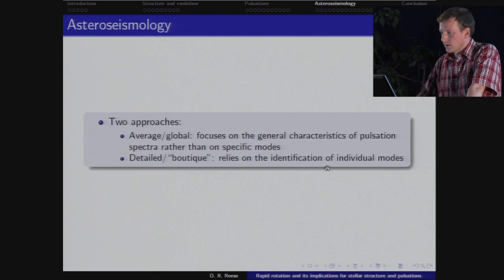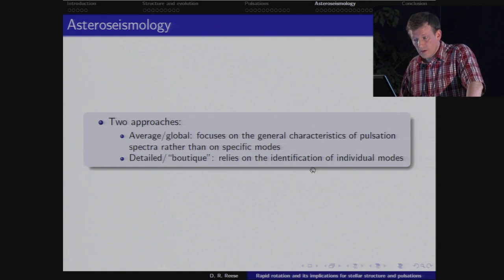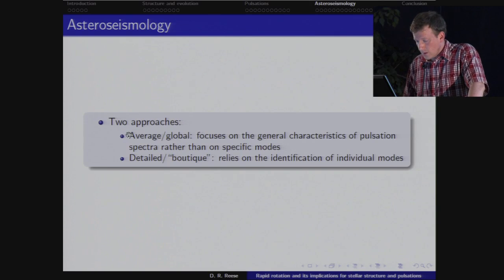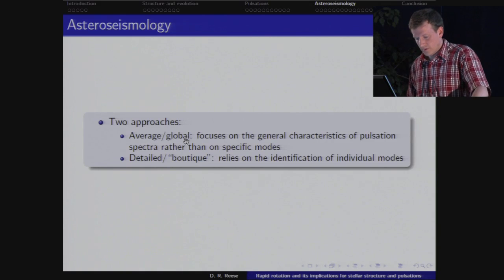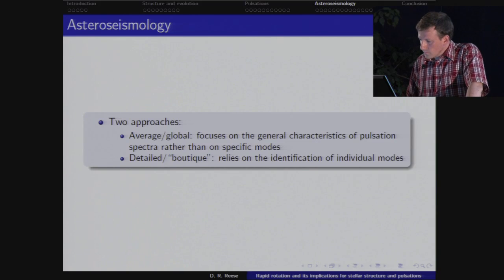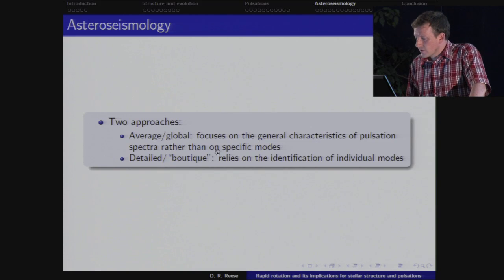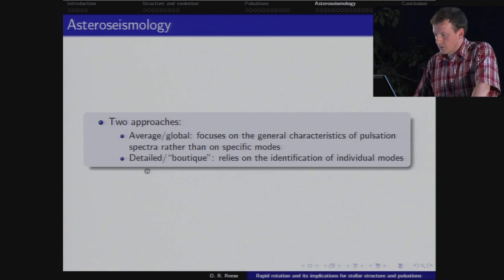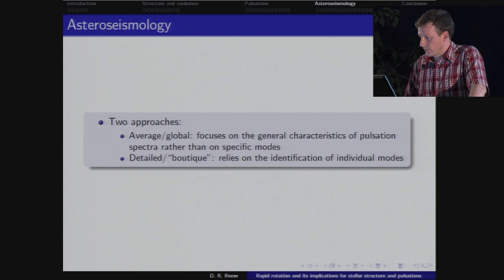So now I would like to talk about current efforts in trying to interpret these stars. So in Asteroseismology, you can distinguish between 2 approaches. You can take on an average or a global approach, where you try to find general characteristics of the observed spectrum rather than focusing on specific modes. And then afterwards, you can have a more detailed or boutique approach, which relies on actually identifying individual modes.